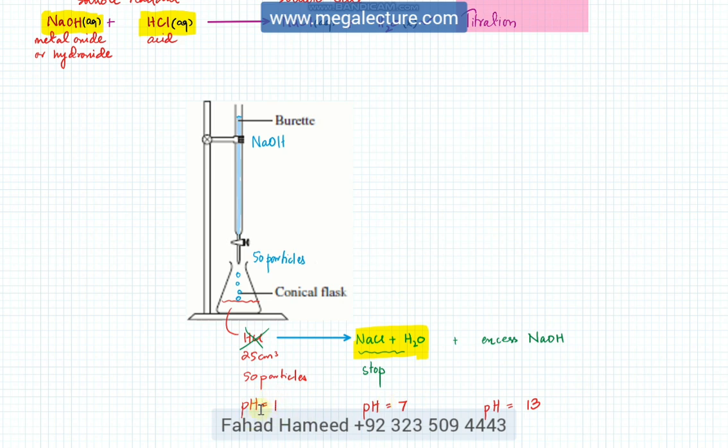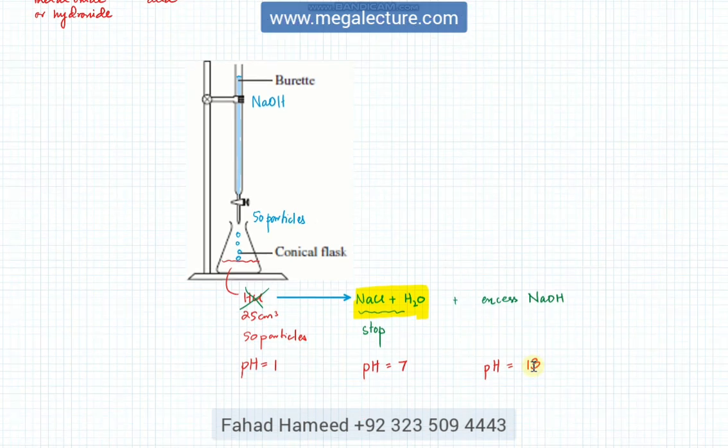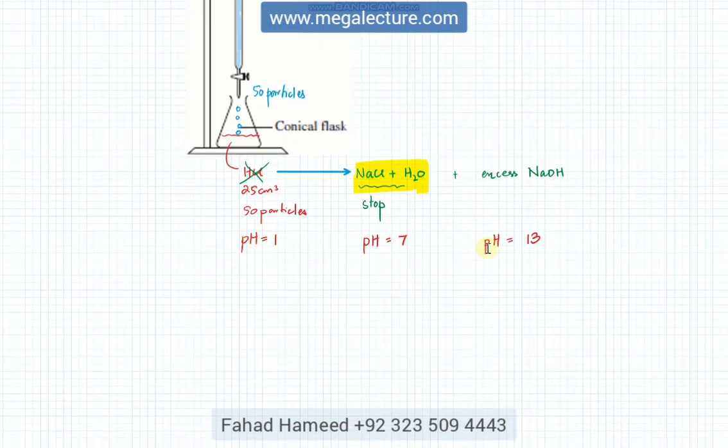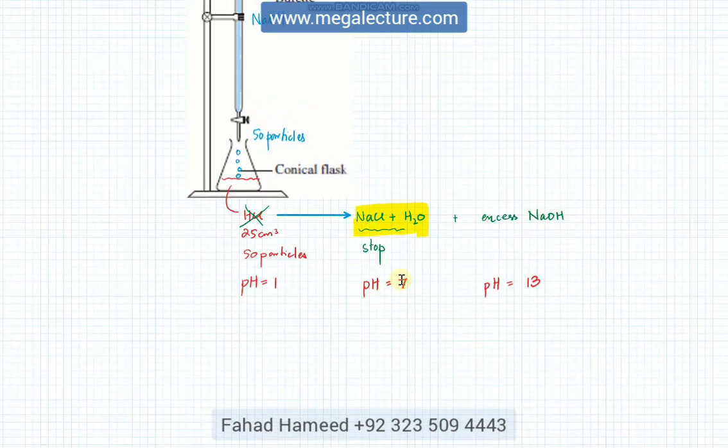So pH 1, acidic, means there's acid still left. As soon as it becomes neutral, that means all the acid is gone. If you add excess NaOH, that means you're going basic. So that means you basically added excess NaOH. So this is the point where you should stop. So how do you figure out the pH values of the solution? Because the pH value is going to identify when to stop.